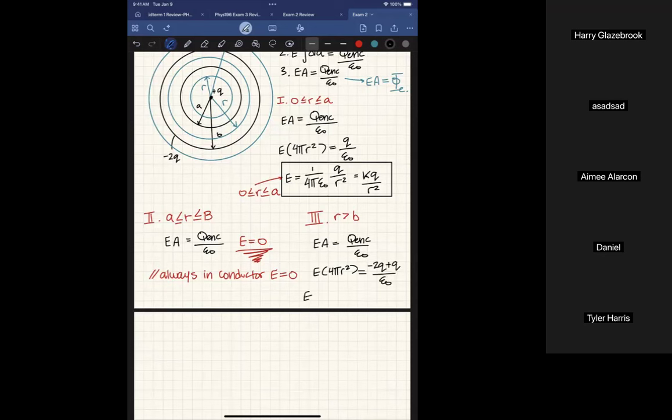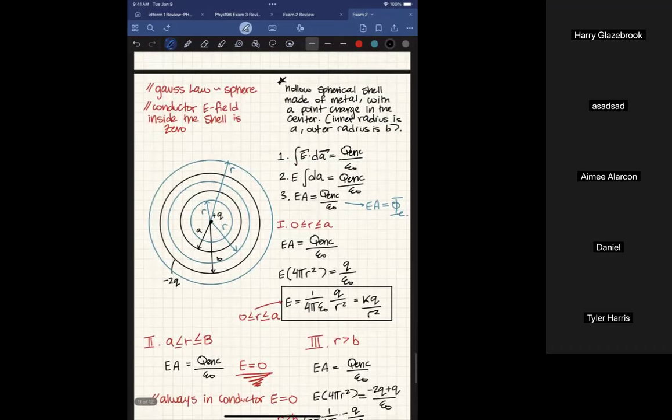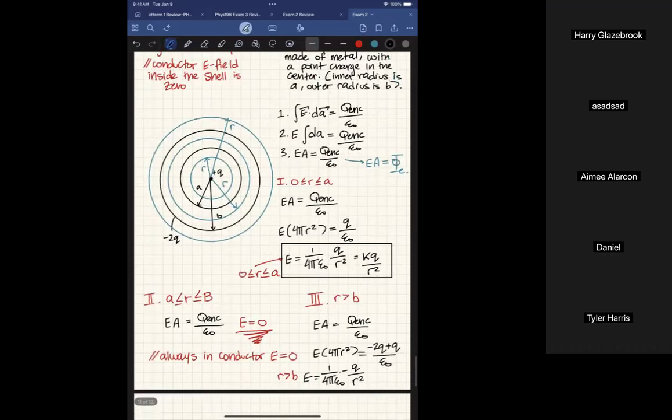That means my electric field is 1 over 4 pi epsilon naught times negative q over r squared. And this is the electric field for all radii greater than b. Cool. Any questions about that? It's kind of a weird part. Okay, that's pretty much everything I got. Does anyone have any last questions before I let you go?